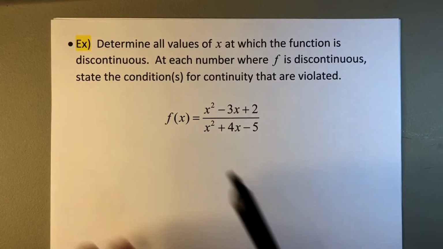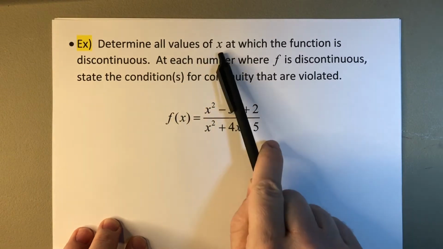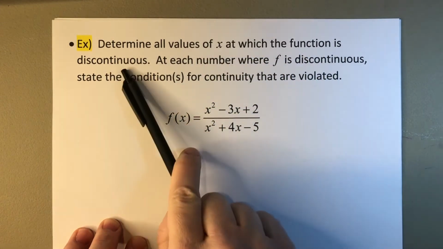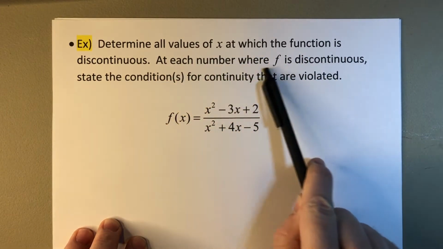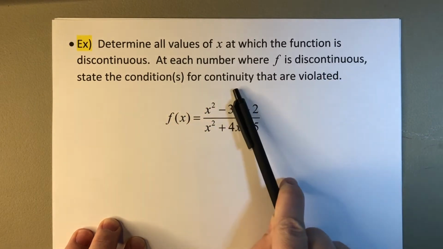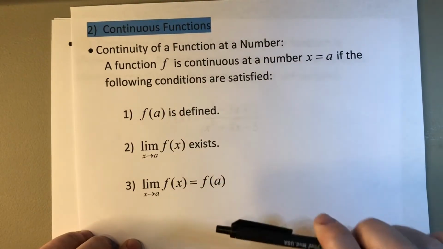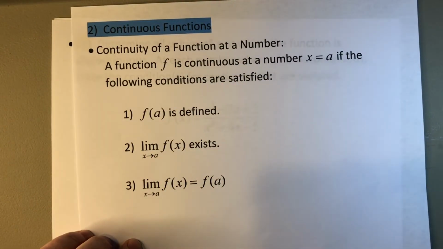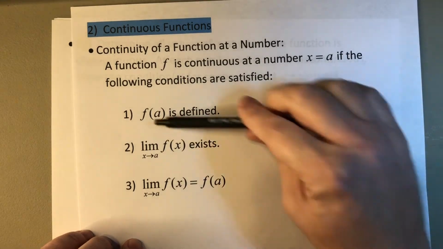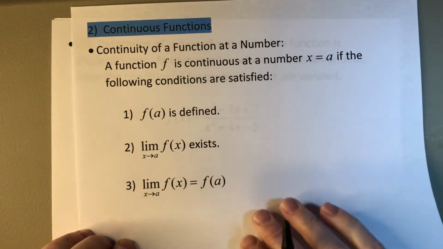Okay, let's look at this type of example. Determine all values of x at which the function is discontinuous. At each number where f is discontinuous, state the condition or conditions for continuity that are violated. And again, these are the conditions for continuity. It's based on the definition of continuity of a function, okay? So this is condition 1, this is condition 2, and this is condition number 3.